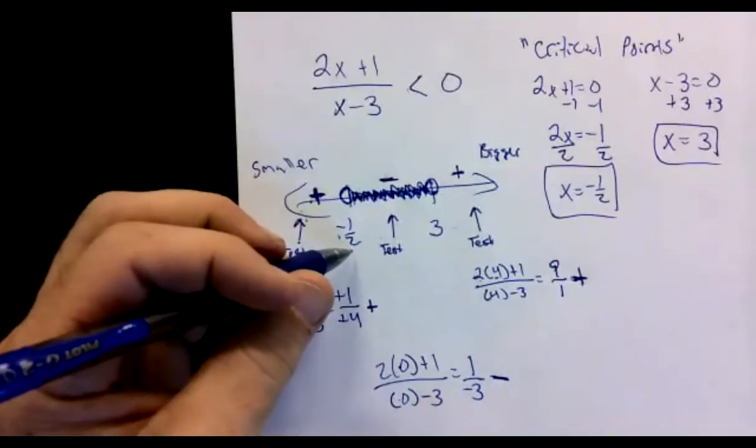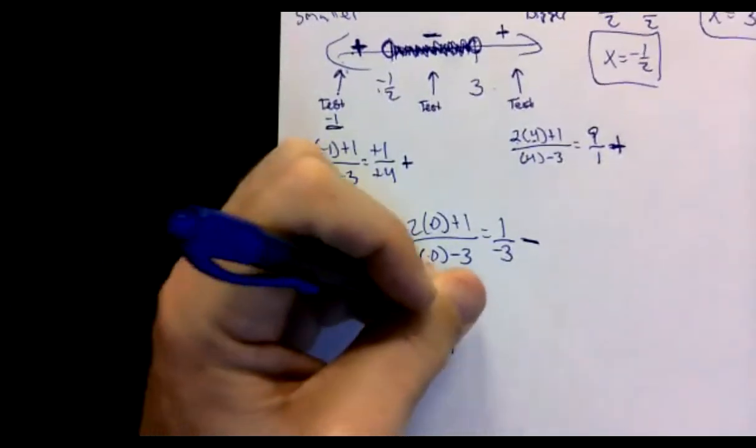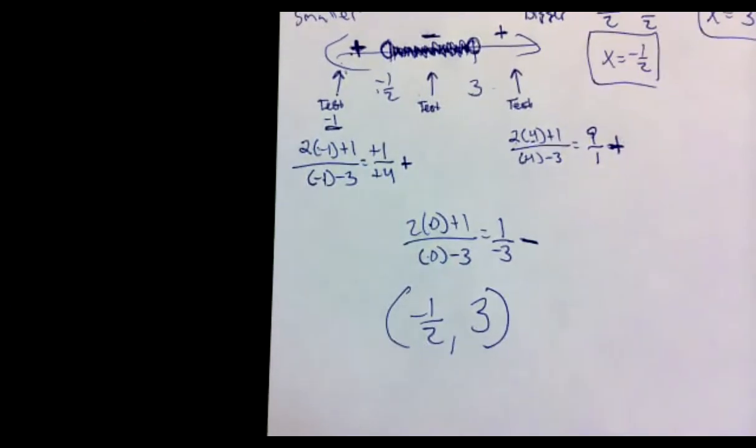So again, the way we say that with interval notation is everything between -1/2 and 3.